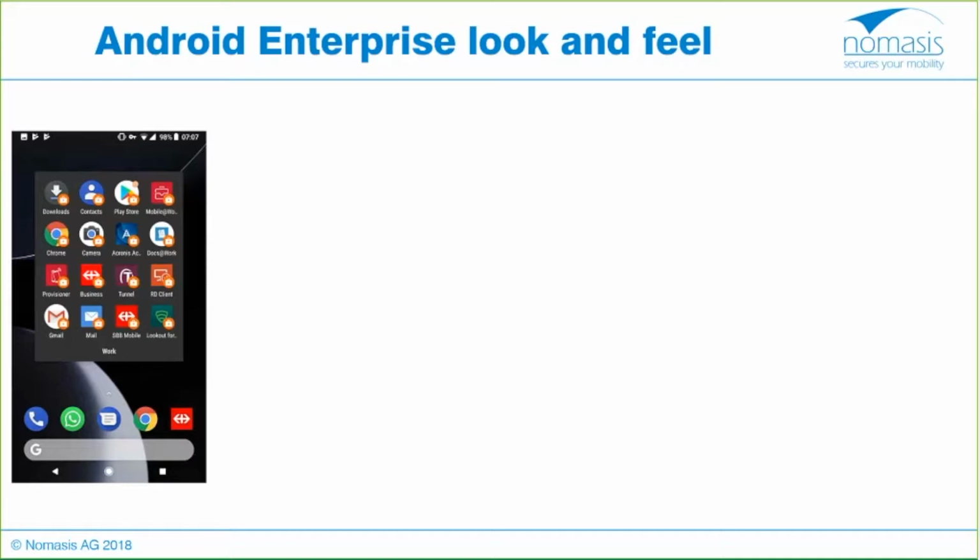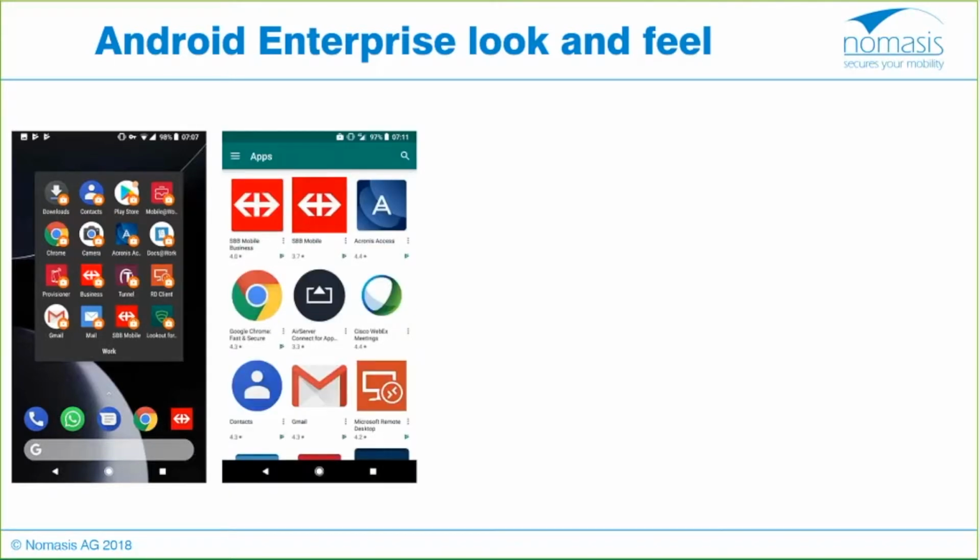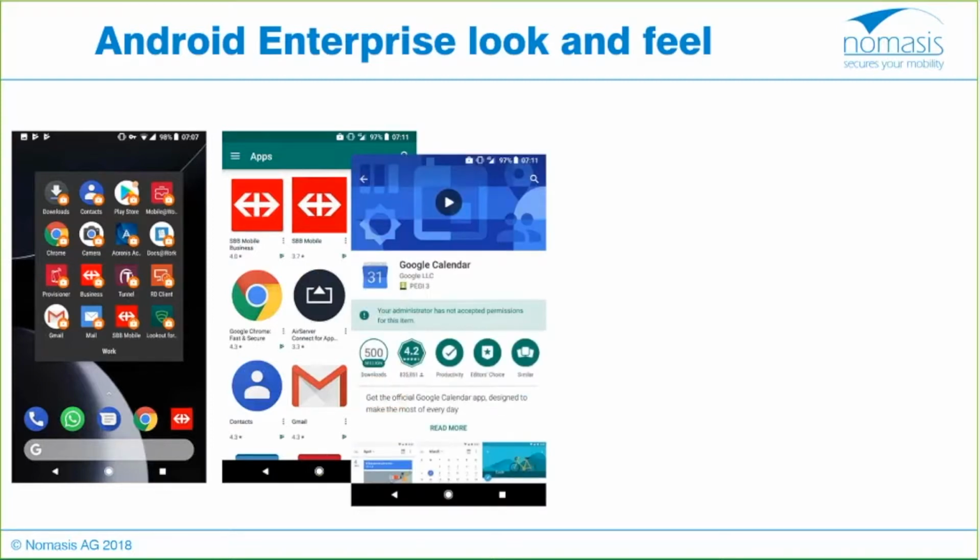So if you go to Play Store, the managed Play Store by Google, it looks like a normal Play Store. The user knows how to use it. It's very simple, but you only see those apps that the admin actually suggests for you. And then I noticed, okay, I would like to use Google's Calendar app, and okay, there's something wrong. My administrator has not accepted the permissions required for this item. So you can see the admin really has a very nice control of what apps are allowed inside this work container and who is allowed to install them.